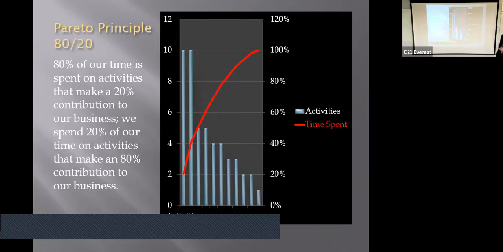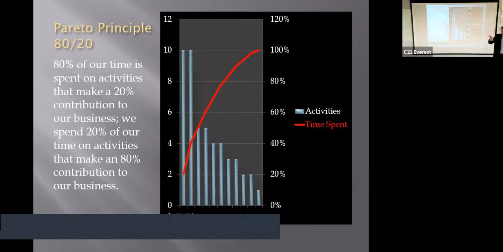And what he found was that 80% of the production in these factories in Italy would come out of 20% of the factories. And 20% of the production would come out of 80% of them. So now let me explain how that works with real estate.